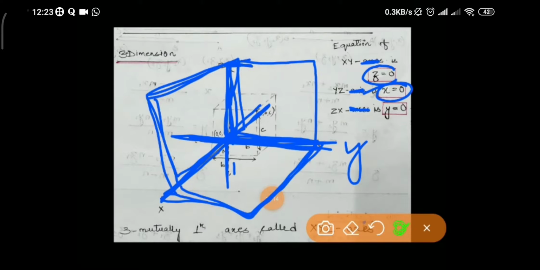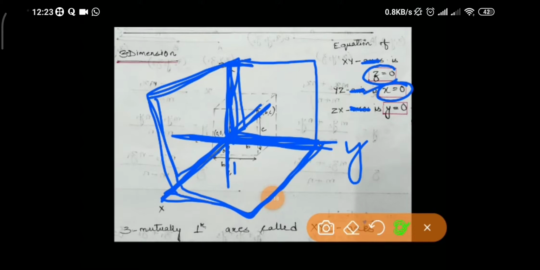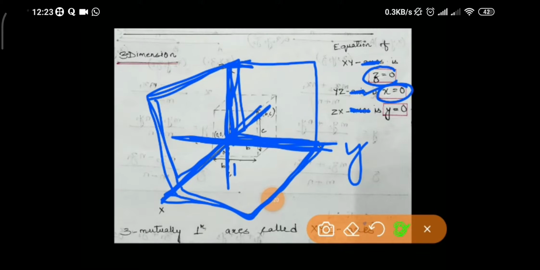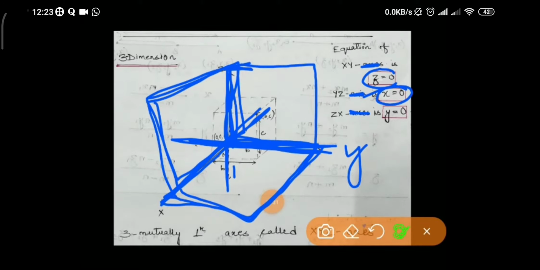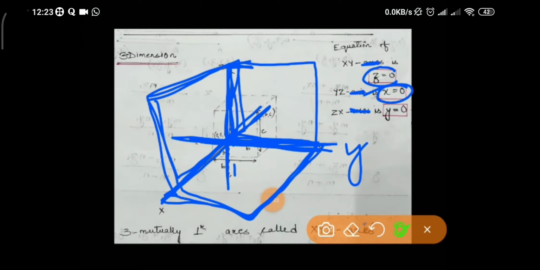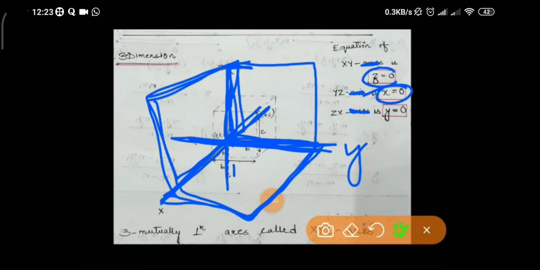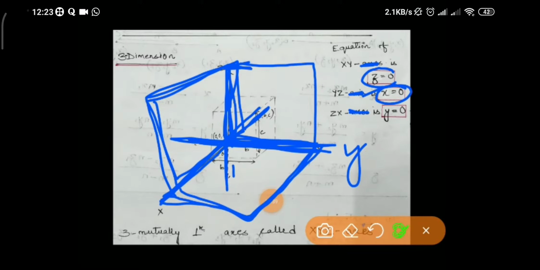So these are basics about 3 dimension. We will be talking more, just roughly. Roughly you should know what is the equation of the xy plane, what is the equation of the yz plane, what is the equation of the zx plane. xy, z equals 0; yz, x equals 0; zx, y equals 0. So you can find the pattern to remember this.